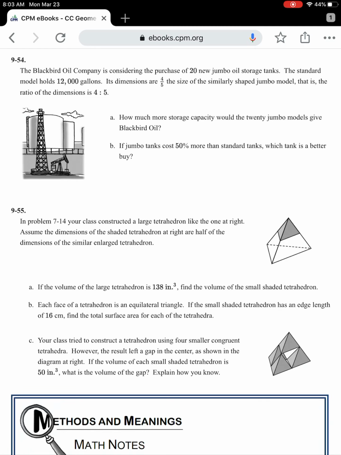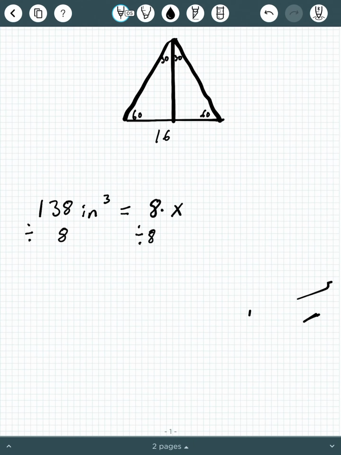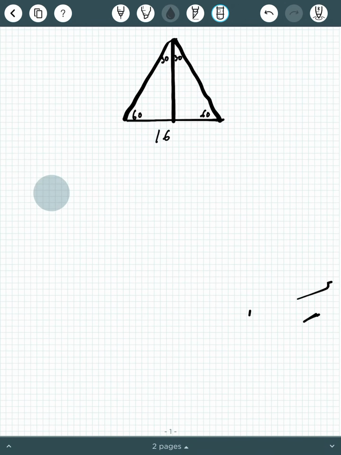For part B, this was an interesting one because it actually takes us back and lets us use some of those triangle shortcuts that we've accumulated throughout the year. So we're told each face of a tetrahedron is an equilateral triangle. If the small shaded tetrahedron has an edge length of 16 centimeters, find the total surface area for each of the tetrahedra. So I actually went ahead and drew that triangle ahead of time.